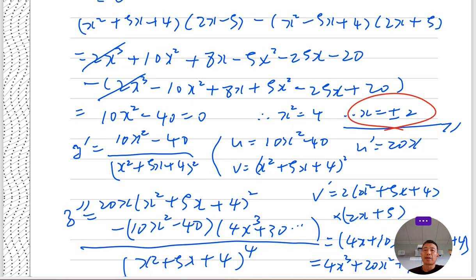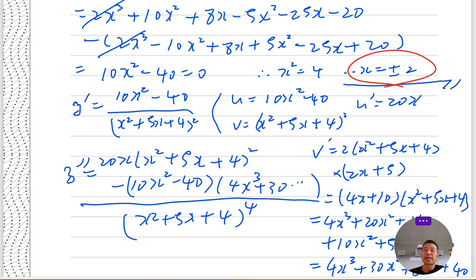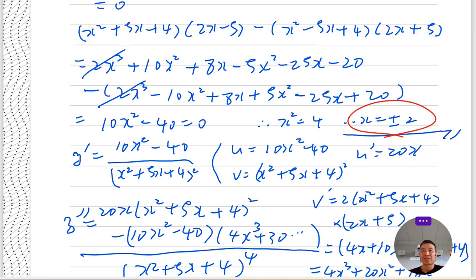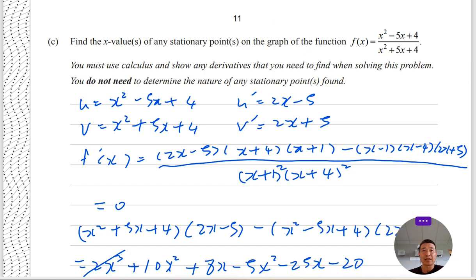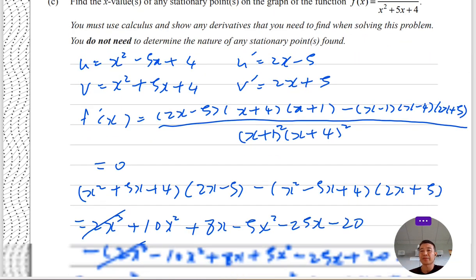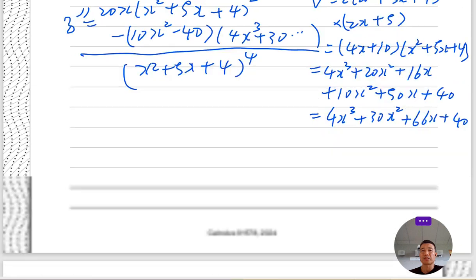Now, I will just explain. To find a point of inflection, you have to go second derivative. It's too much to solve this question. So I do believe you can just answer this x equals plus minus 2. Yeah, it asked for x values, right? So x equals plus minus 2.